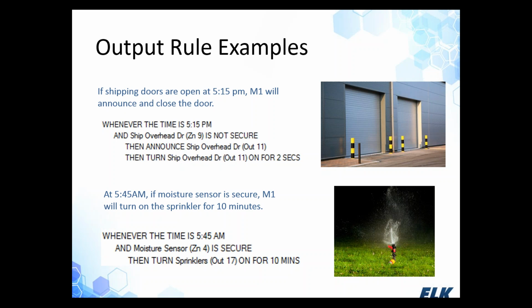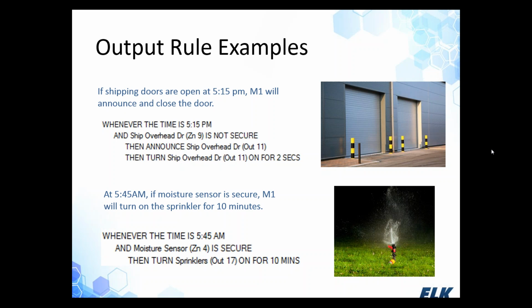Another example is automating sprinklers. A lot of sprinklers are out there to keep the lawn looking really nice in front of commercial buildings. We can go ahead and automate that into the M1 if we need to. So right now it's going to be whenever it's 5:45 a.m. and the moisture sensor is secure, it's then going to turn on the sprinklers for 10 minutes. We can also change that 10 minutes because that's hard-coded in the rule itself. What we can also do is change that to a custom setting, and then the end user can have access to changing that particular time in that custom setting.